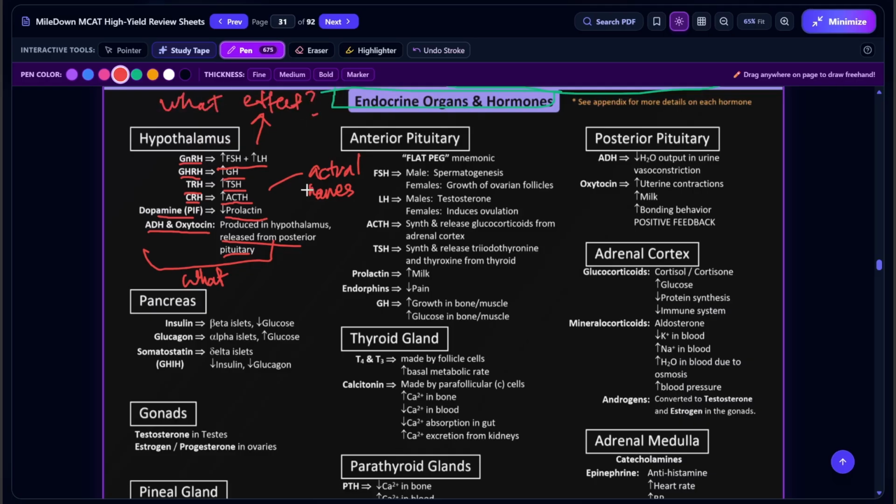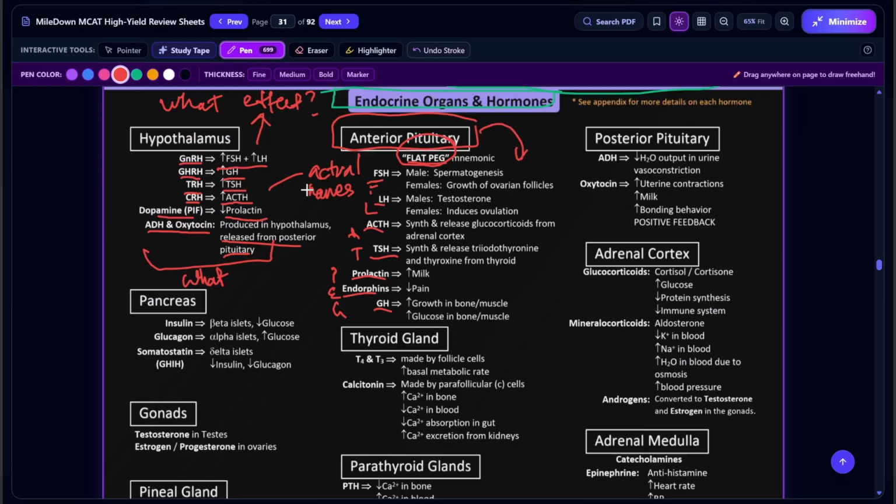Right, so then you have your anterior pituitary, and a lot of people use the mnemonic FLAT PEG. So FSH, LH, ACTH, thyroid stimulating hormone. That's FLAT. And then PEG: prolactin for P, endorphins for E, and GH, growth hormone for G. So that's one way that helps people remember that the anterior pituitary releases all of these.